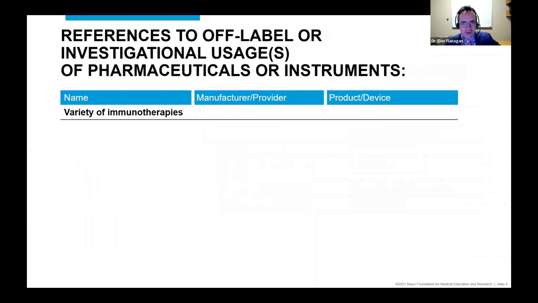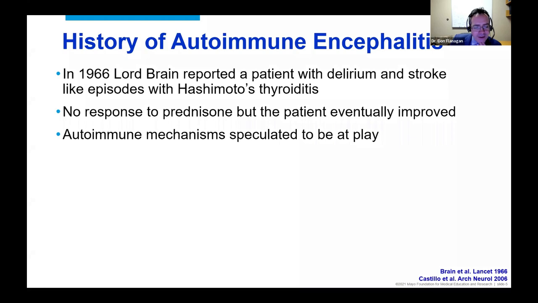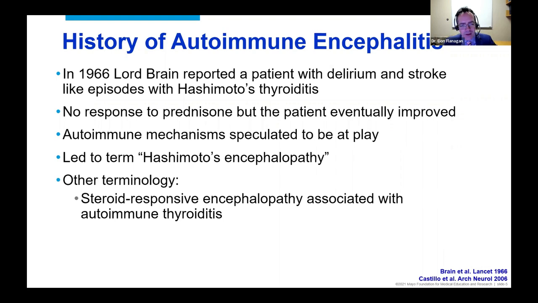So if we think back to the history of autoimmune encephalitis, in 1966, Lord Brain reported a patient with delirium and stroke-like episodes who had Hashimoto's thyroiditis, which is an autoimmune thyroid disease. And the patient didn't respond right away to prednisone, but eventually improved. And he felt that autoimmune mechanisms may be at play. And this brought up this link of the thyroid issues, that we'll come back to later, to autoimmune encephalitis. And the term that came up from this was Hashimoto's encephalopathy, or another term called steroid responsive encephalopathy associated with autoimmune thyroiditis.